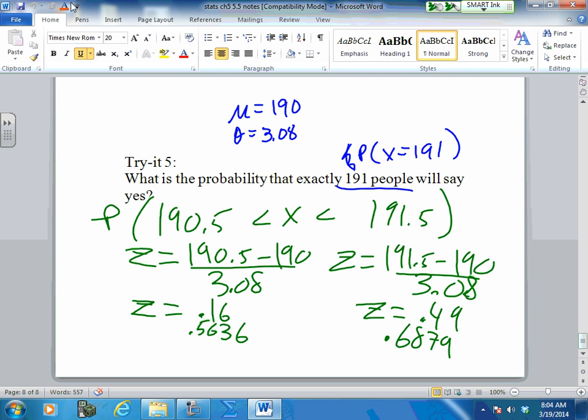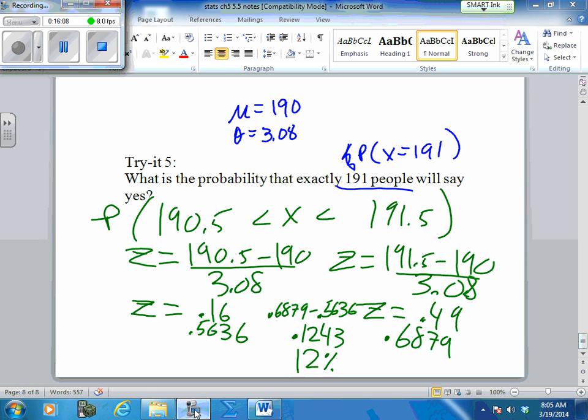You need more room. You have one more step to do. Subtract them. 0.1243. I'd say about 12%. Good. Very good. Good work. So it's about a 12% chance that 191 people will say yes.